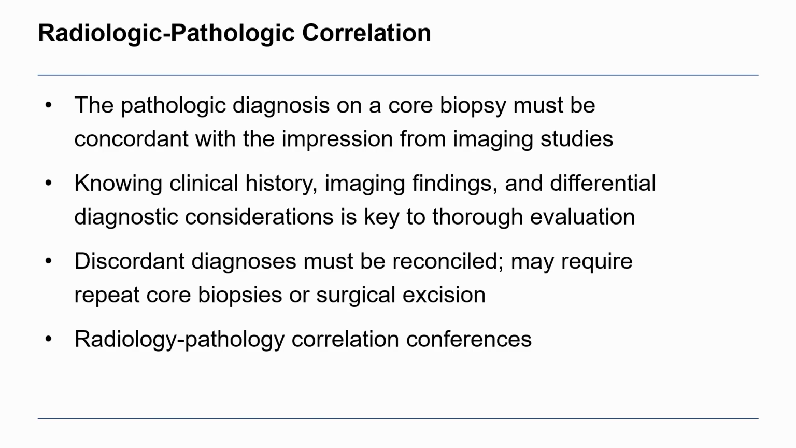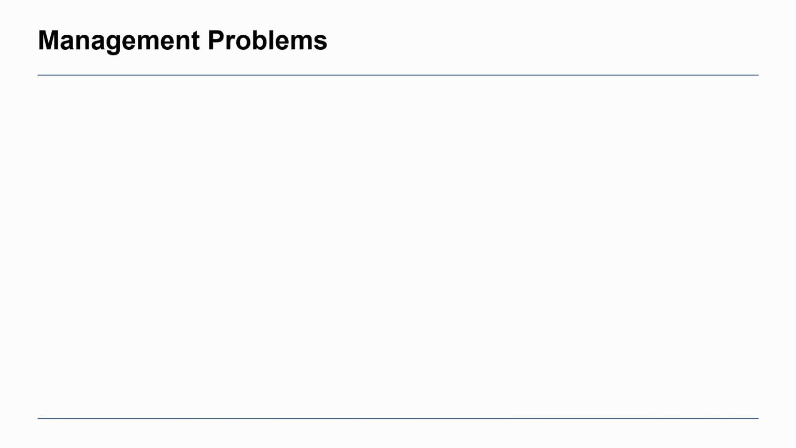The pathologic diagnosis on a core biopsy must be concordant with the impression from imaging studies. The onus is squarely on the radiologist to finalize that benign, concordant or discordant finding, but it's also incumbent on us as pathologists to know what the history, imaging findings, and differential diagnostic considerations are in order to do a thorough evaluation. Any discordant diagnoses must be reconciled, and this may require repeat core biopsies or surgical excision. This can all be facilitated by regular radiology pathology correlation conferences.